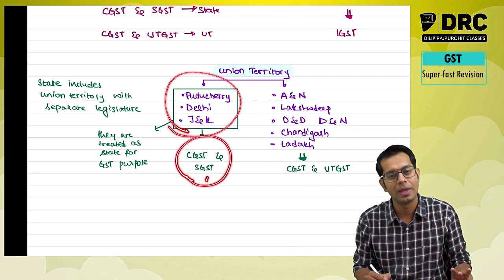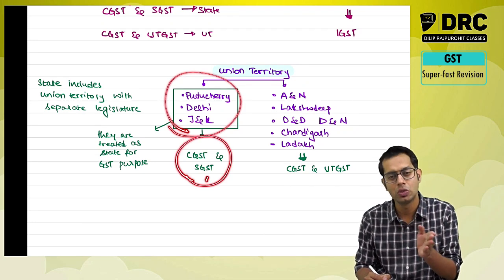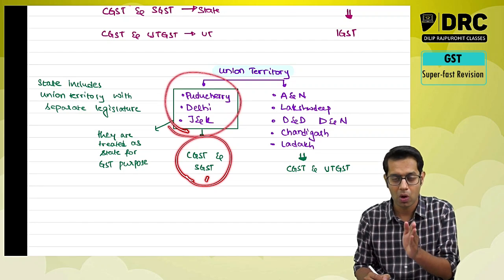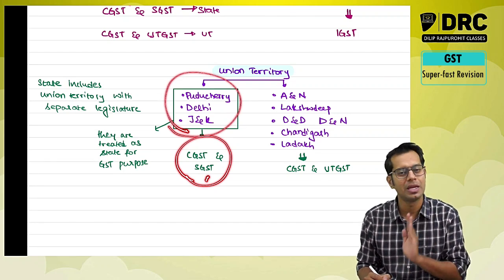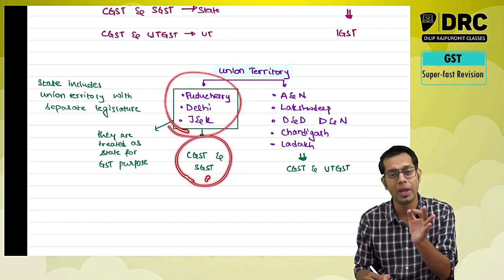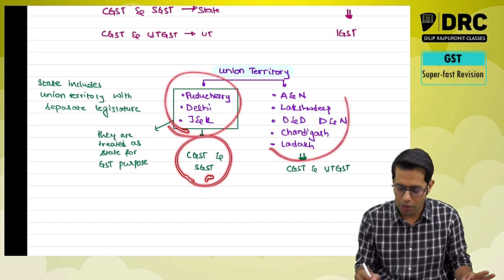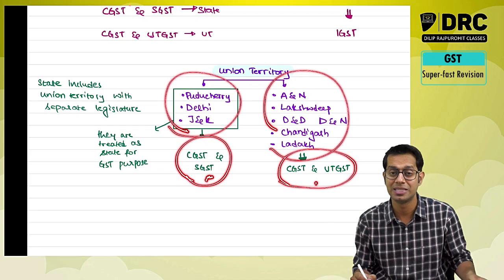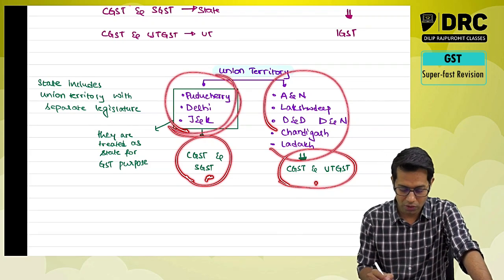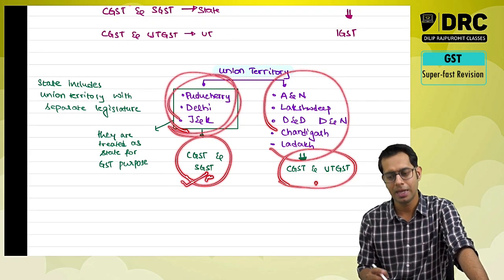So whenever you are making a supply in these union territories, though it is a union territory, it will be called a state for the purpose of GST law. And whenever you are making a supply in these union territories, it is intrastate supply, you are going to pay CGST and SGST. Normally when you make a supply in a union territory, it is CGST and UTGST, but in case of these 3 union territories, it is CGST and SGST.